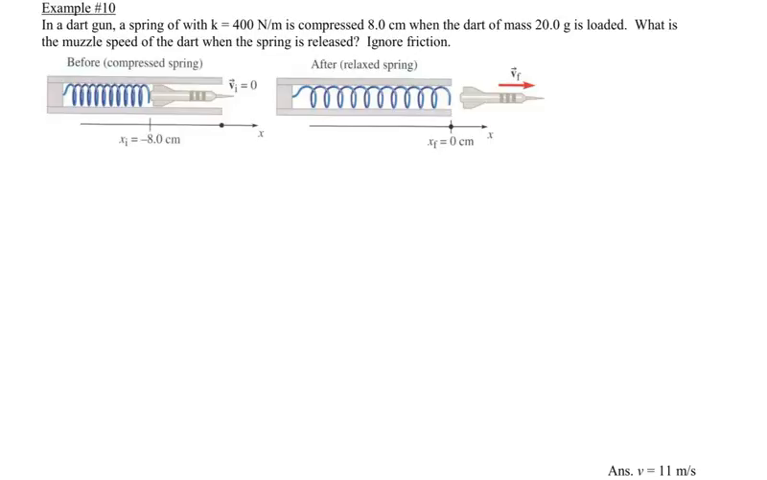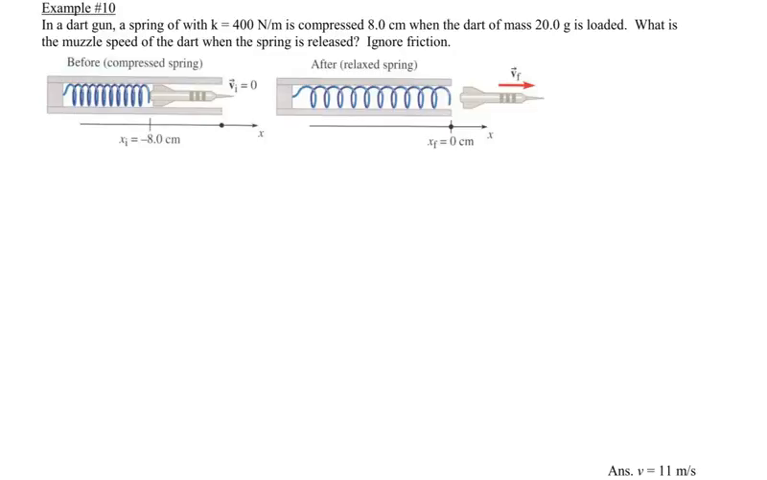Welcome to example number 10. In this case, we have a dart gun that's being compressed, and the dart is being fired off with some final velocity Vf, and we're asked to find out what is the muzzle speed, which is basically the speed that the dart leaves the dart gun.